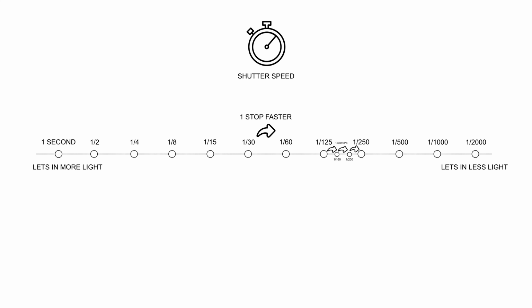One stop means that you need twice as much light to have the same correct exposure. Here too, each stop is subdivided into 1/3 intermediate stops. But what shutter speed should I choose?